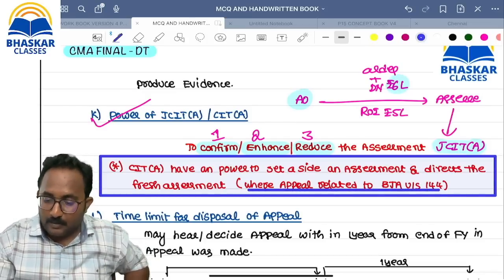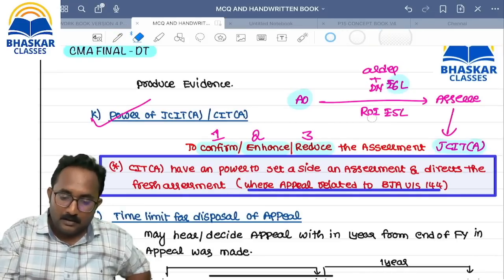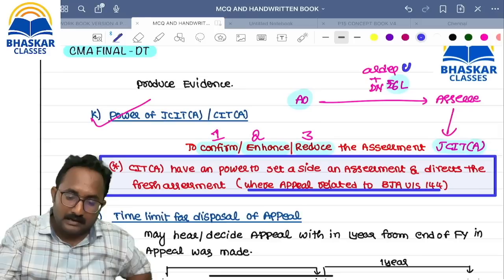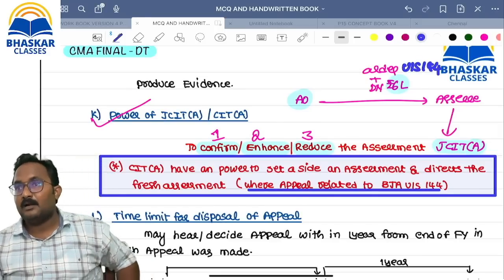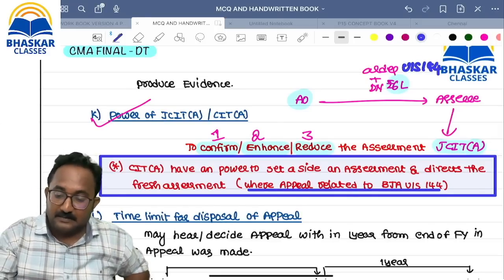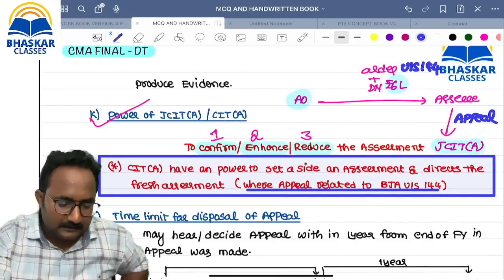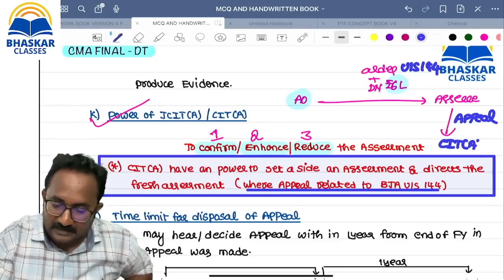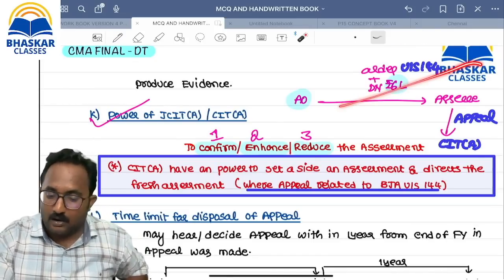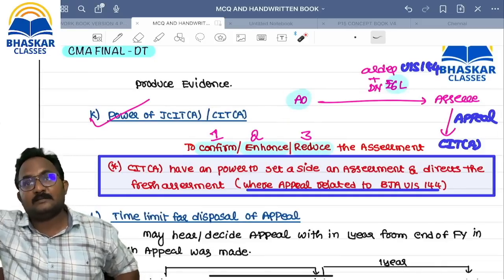Section 144. I'm changing the example: if the AO passed an assessment order under section 144, what does 144 mean? Best judgment assessment. Now, with respect to this best judgment assessment, the assessee makes an appeal to JCIT appeals or CIT appeals. Suppose here it is CIT appeals. CIT appeals can say the assessment is wrong, please set aside, and they can order the AO to conduct the fresh assessment again.